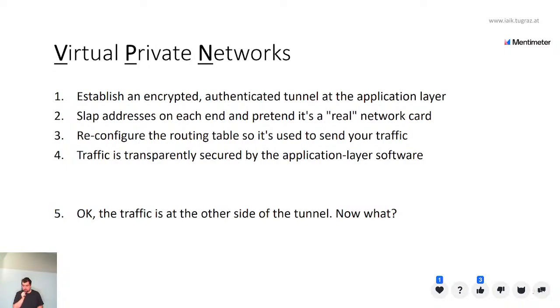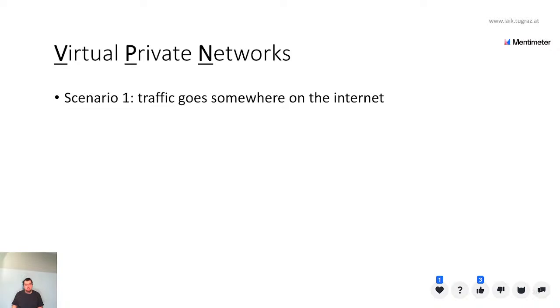Well, now the question is, where are we actually trying to go? Where is this traffic supposed to be going? Scenario 1, traffic goes somewhere on the internet. This is the scenario that might be the one you are familiar with. If you're using a VPN to, let's just say, make private use backup copies of popular movies, then you're probably connecting to a random server on the internet somewhere. By the way, don't do that. It's a bad idea.